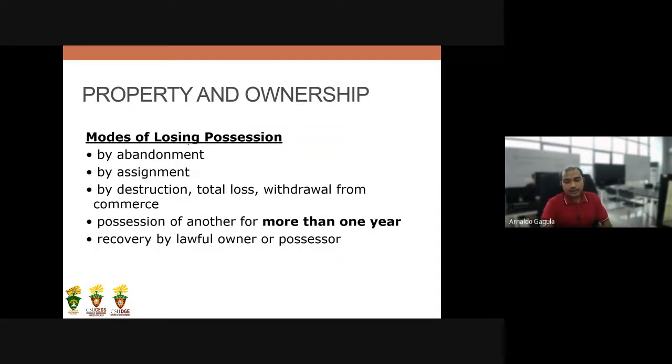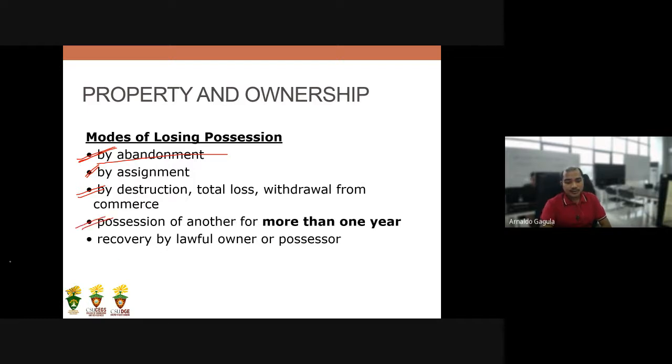So there are also modes of losing, no? Losing possession. First is bad abandon mo. Kung ayun mo hang diba abandon na or ayun mo hang pabayaan na. Next is by assignment or ibihatag sa uban in possession. By destruction, total loss, withdrawal from commerce. So, ma-dyspraxia or mabagyuhan, no? Ang balay dito ang itukod is magbaba. Total loss, no? From balik ka zero. Kaya mong ipondar tanan. Specifically sa balay nino. Ng mga balay na talaga ma-destroy naturally. So, possession of another for more than 1 year. So, sumusubra nag 1 year, ipossess sa uban, so mawala na sa inyong possession rights.